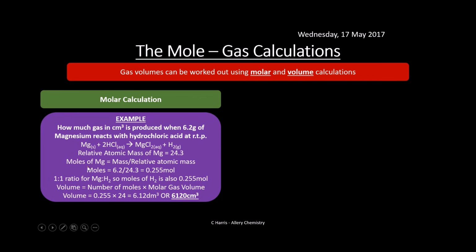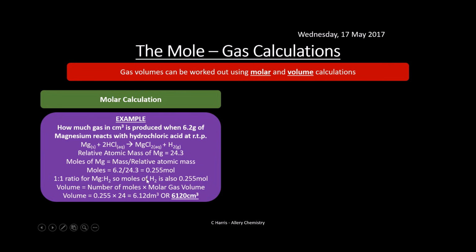The moles of magnesium is going to be mass over the relative atomic mass. So this is working out the moles: 6.2 grams divided by the relative atomic mass of magnesium, 24.3. That gives us the number of moles as 0.255 moles. We need to work out the moles of something here because that will allow us to work out the number of moles of hydrogen. This is a 1-to-1 ratio, a 1-to-1 reaction, so the number of moles of hydrogen is also 0.255 moles.